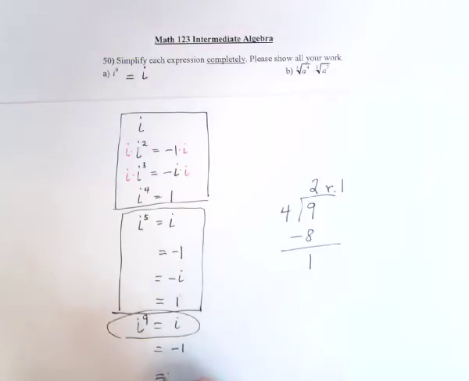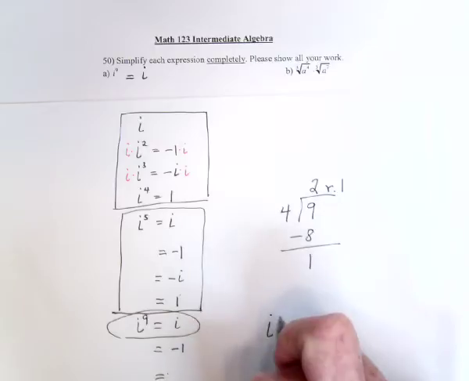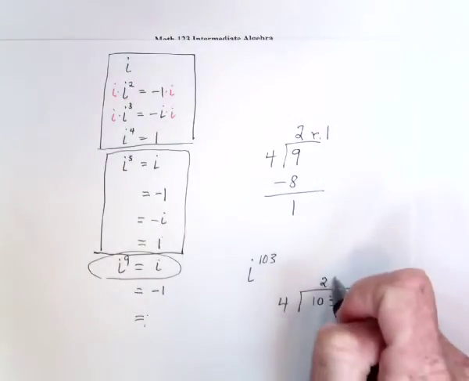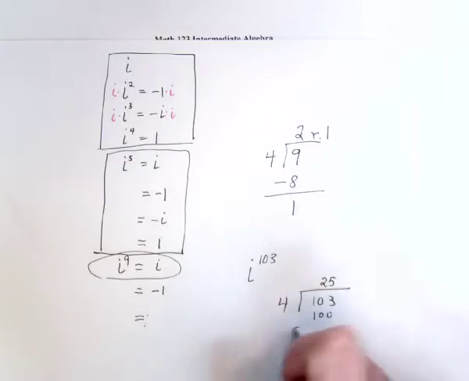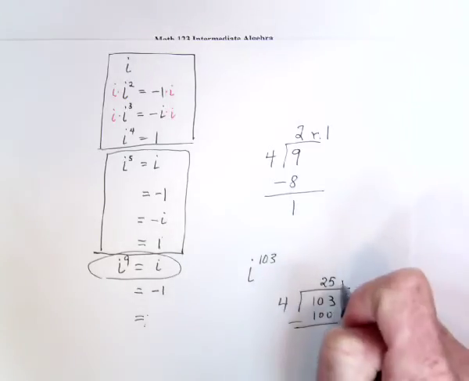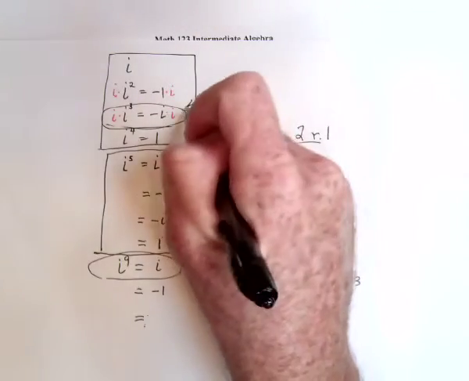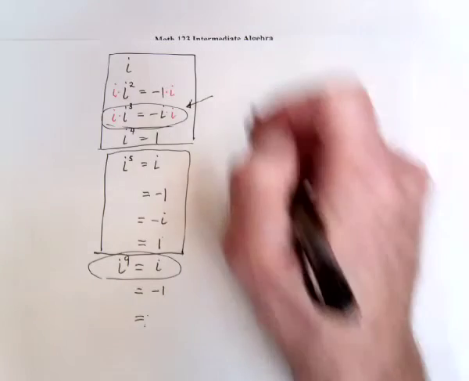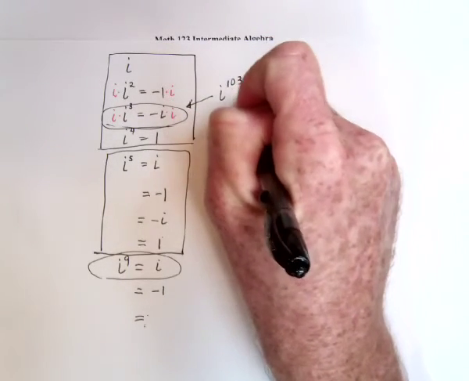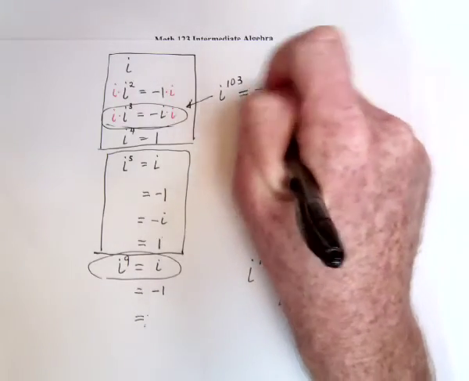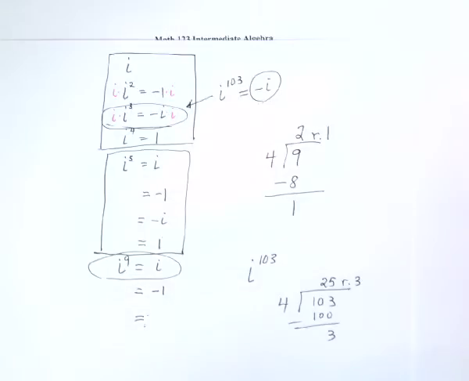So if, for example, it was, how much is i to the 103? You take 103, divide by 4. It will go 25 times, because that's going to be 100. The remainder is 3, so you just go to the 3rd one in the list. There it is. So i to the 103 is the same as i to the 3, which is equal to -i. So you just need the remainder after you divide by 4.